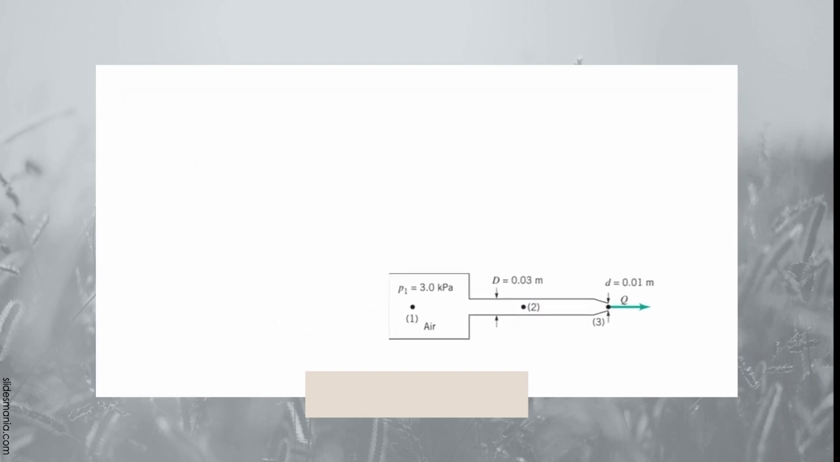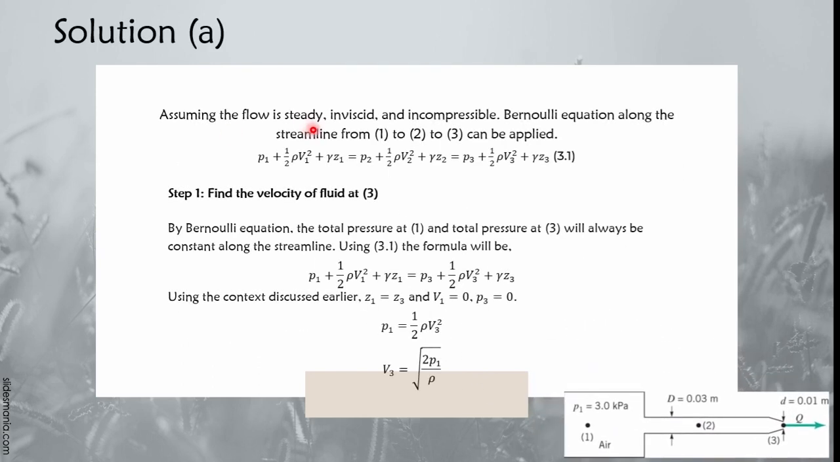Now, the main assumption of this chapter is that the flow is steady, inviscid, and incompressible. Because of this assumption, we can use the Bernoulli equation along the streamline at 3 different positions. So, to find the flow rate, step 1 is to find the velocity of fluid at position number 3.